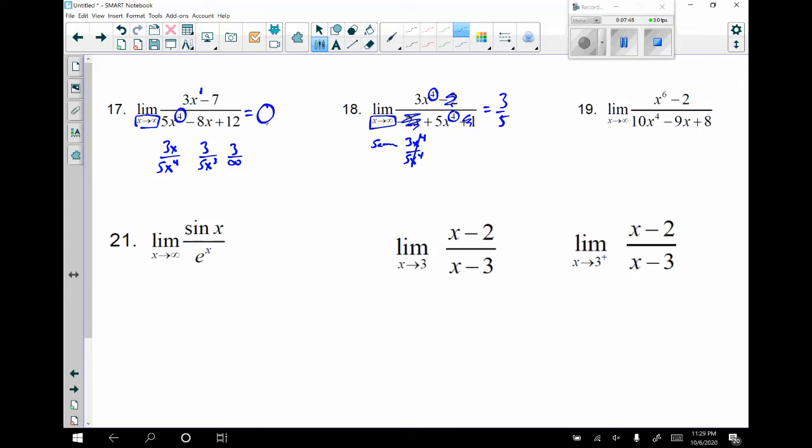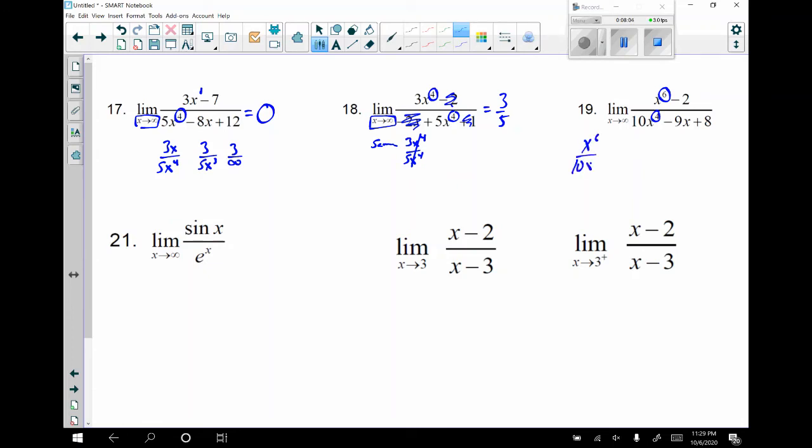That makes a 0. This one they cancel. You just have 3/5. Number 19 then, bigger in the numerator, 6 and 4. This one is a slant asymptote, or technically this one is even like a parabolic asymptote. So instead of going through the whole division, do the same thing.